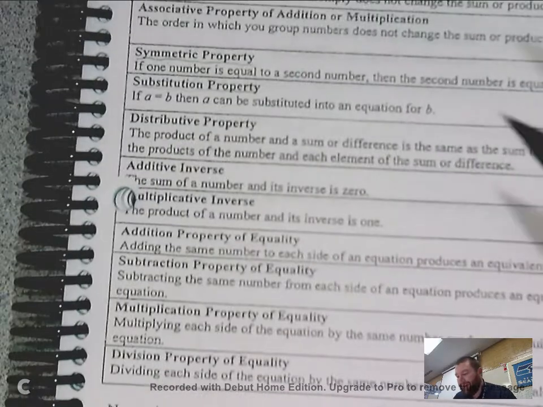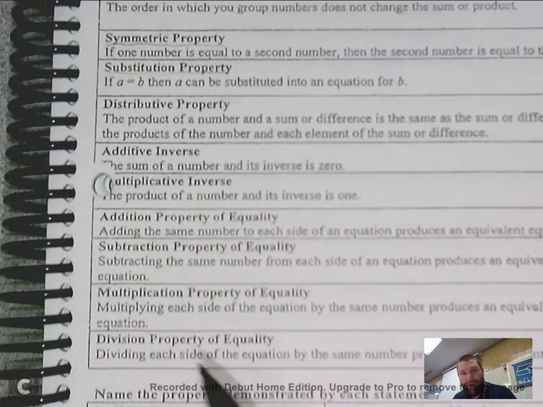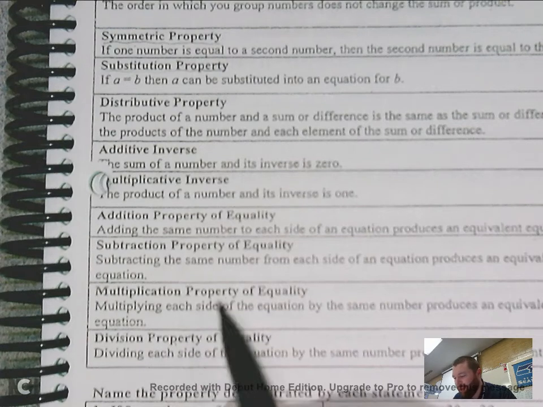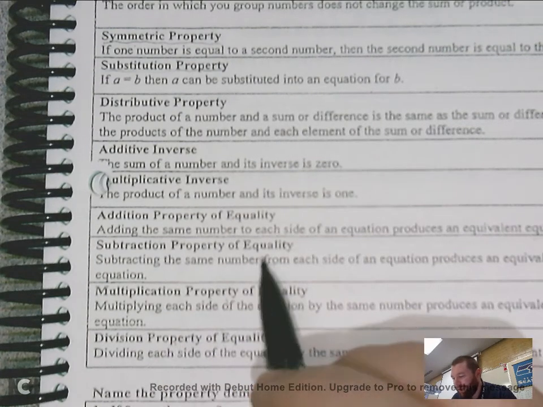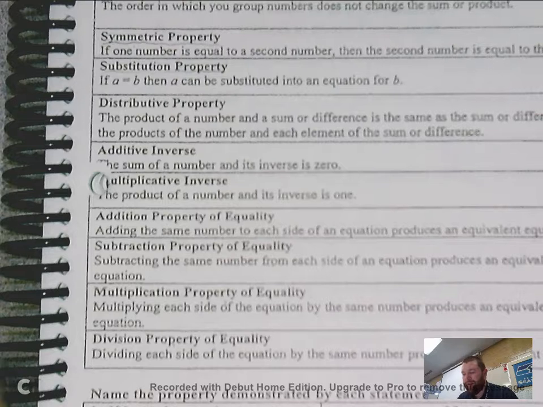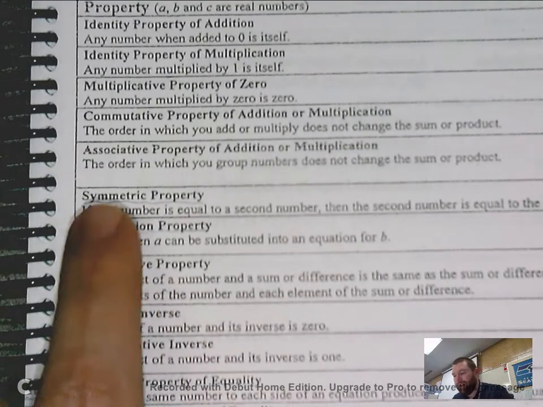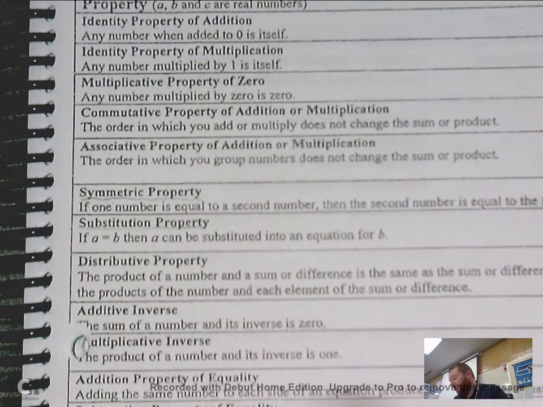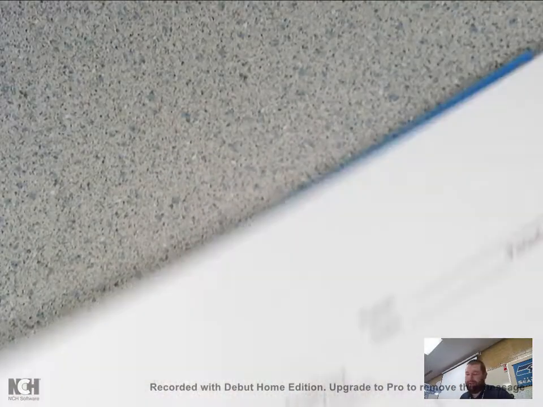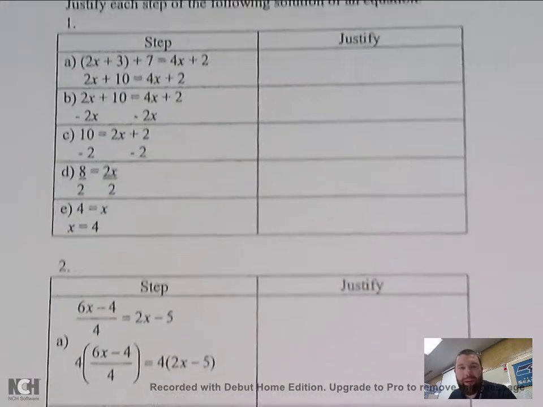Okay, so again, the four big properties we need to know are the division property of equality, multiplication property of equality, subtraction property of equality, addition property of equality, the distributive property, and the symmetric property. Okay, let me show you what we do when we're using these. So let's start by looking at this.